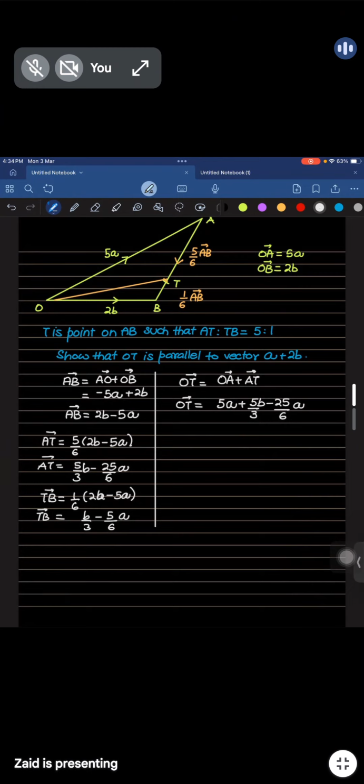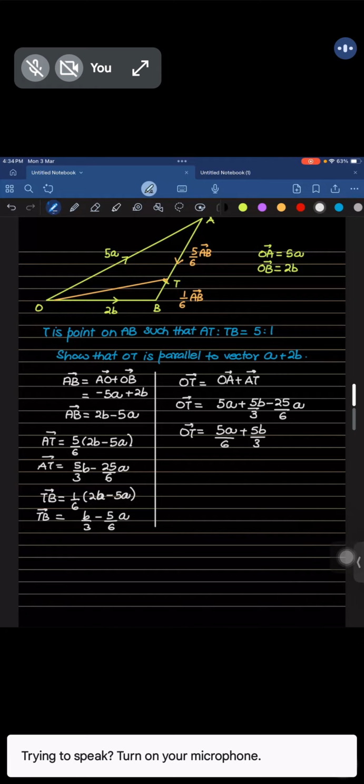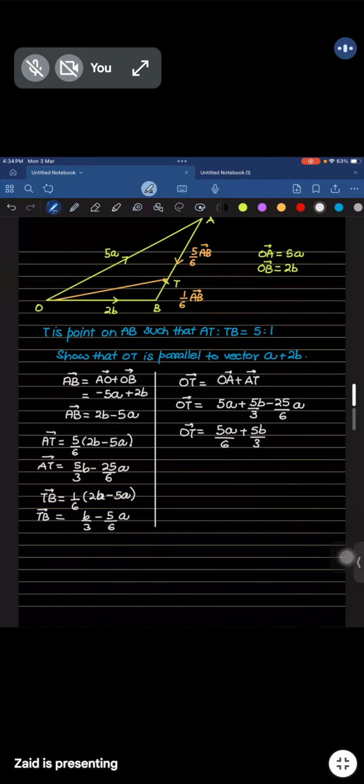So 6 5s are 30. 30 minus 25 is 5A. Okay. 5A over 6 plus 5B over 3. That's OT. Okay. Is it clear or not?